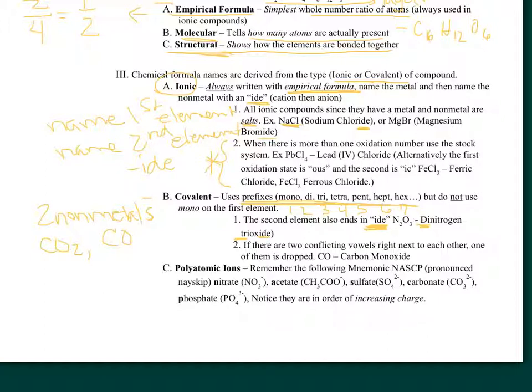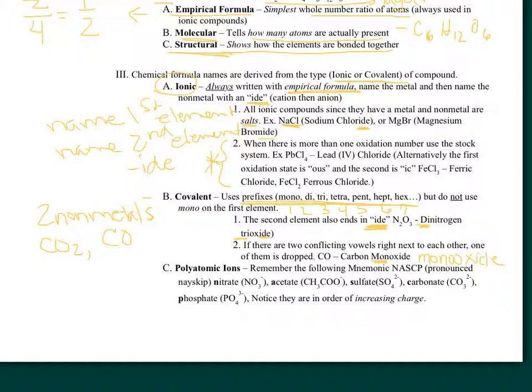If there are two conflicting vowels next to each other, one of them is usually dropped. So carbon monoxide. There's one carbon, so I don't put the mono in front of carbon. Mono means 1, but rather than saying mono-oxide, we just drop off one of the O's and say monoxide. Okay.